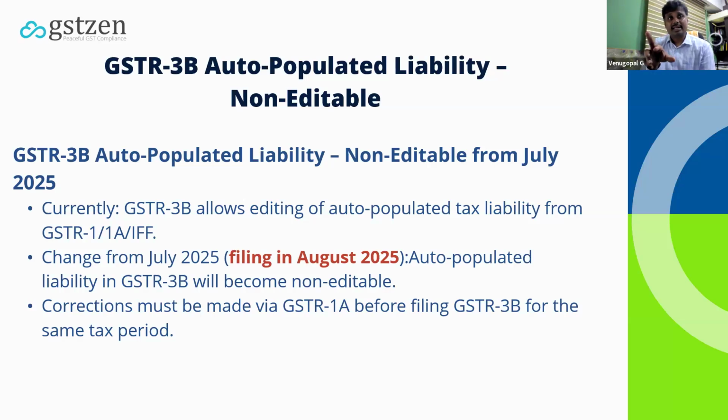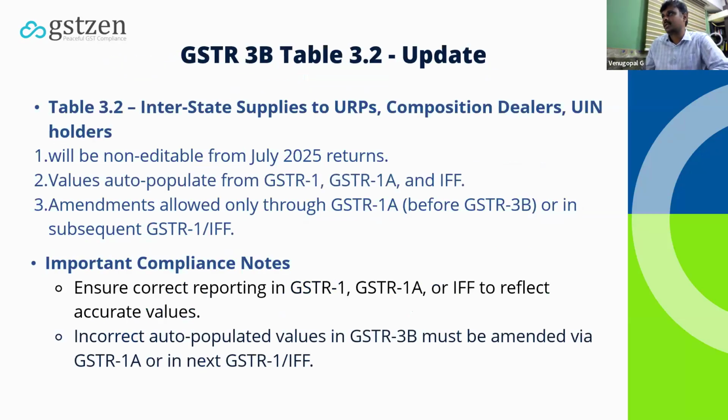Once you file 1A, you cannot edit it. So be careful. And 1A is not mandatory, it's optional. Only when you want to change the liability, you will do it. So you will have to use 1A to alter the liability in 3B, but 3B is going to be locked, and that is going to be implemented from this month. So filing from August 25, you're going to see that. Be very careful of that.